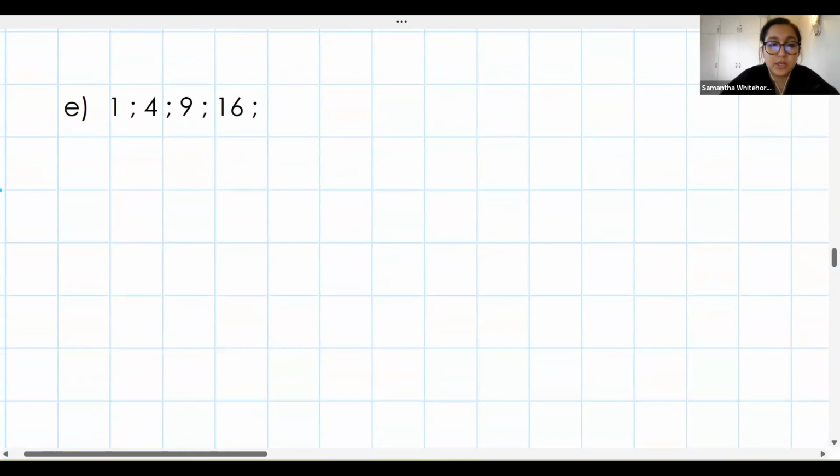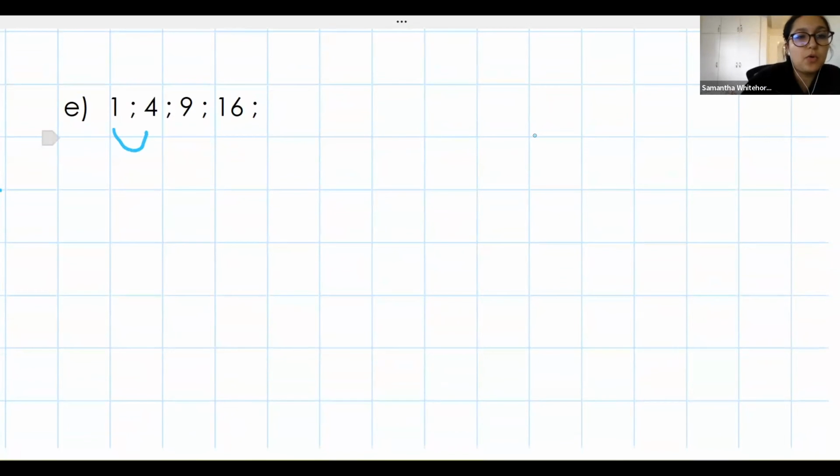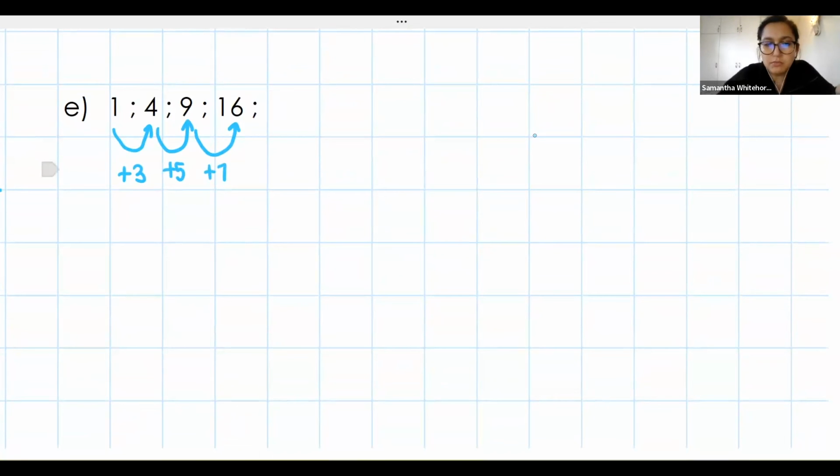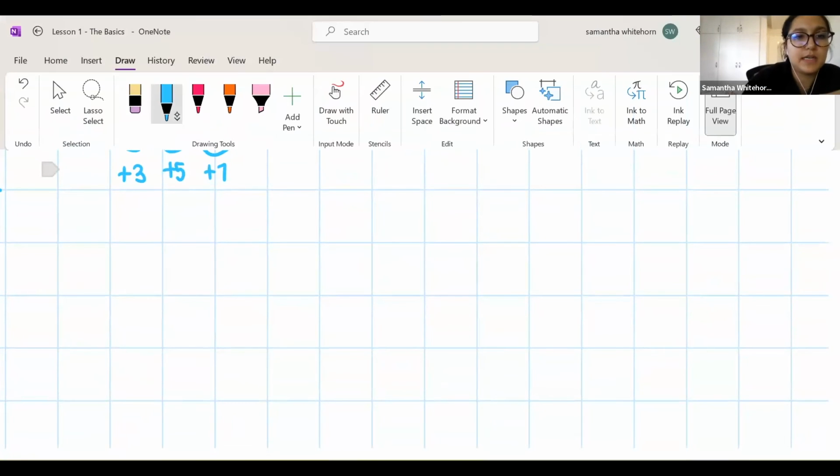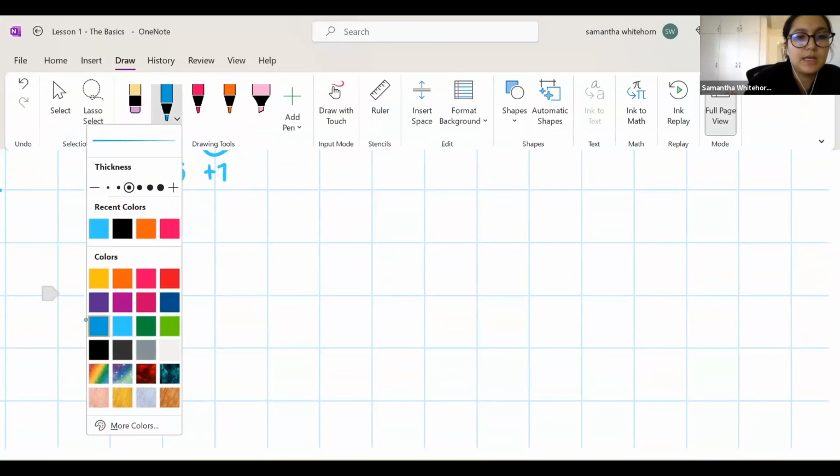I am now on question E, and we are trying to figure out what the pattern is here. So let's see. From 1 to 4, I add 3. But now from 4 to 9, I add 5. From 9 to 16, I add 7. So this is a pattern for sure. I'm going up in consecutive odd numbers, and let's write that down so that we all know what that means.